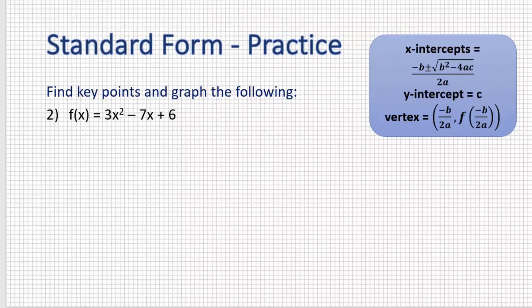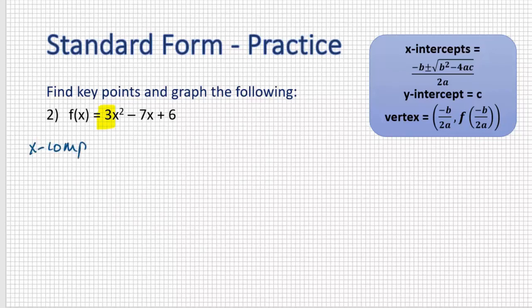I notice that it opens upwards because the value for a, the coefficient of x squared, is positive. I may also notice that because a is a value larger than 1, the arms of the parabola will be slightly narrower than usual. As always, let's start by finding the vertex.